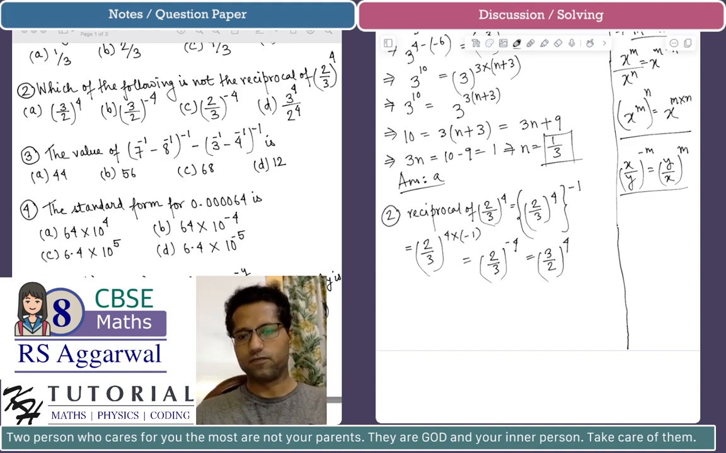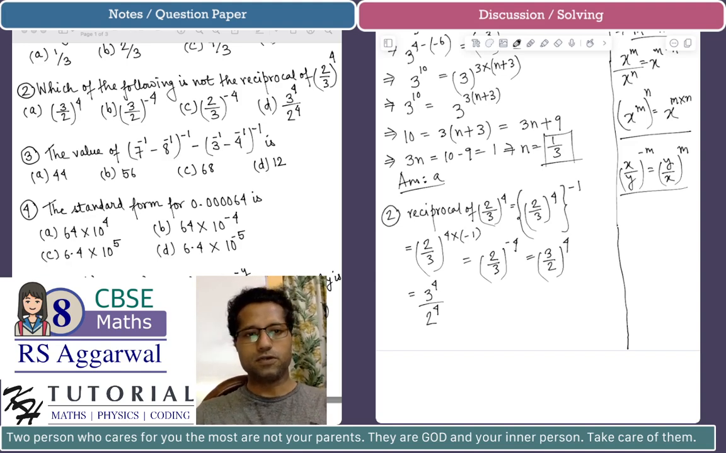Okay, so I have this. Finally the reciprocal of the given number will be 3 by 2 raised to the power 4, which I can also write as 3 to the power 4 divided by 2 to the power 4 in the rational form. Now let's check what are the options given.